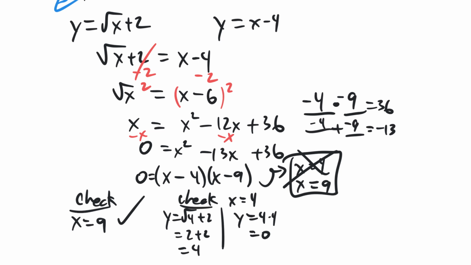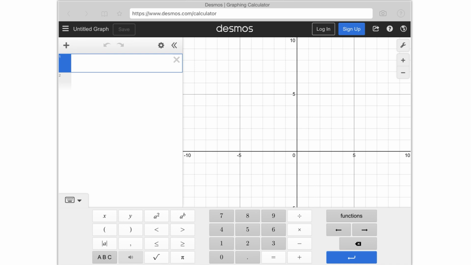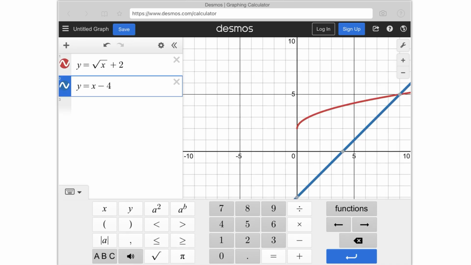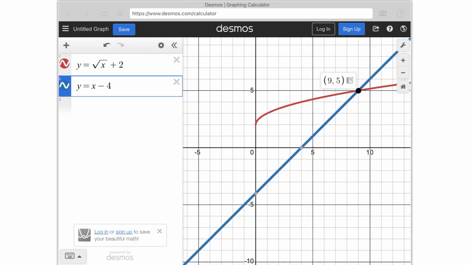As long as you do your two checks, you'll find out which one is legit and which one is not. But I just want to show you the visual because it's pretty neat. So if we take a look at the graph here, we can clearly see the point of intersection at (9, 5). But where's the other point of intersection at x equals 4?